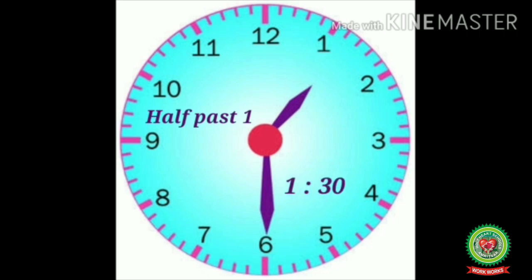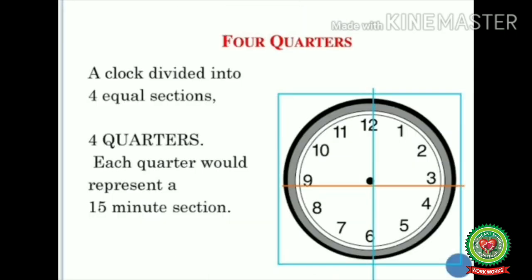1:30. Children, now let us start with our today's topic, that is learning about quarter past. There are 4 quarters in a clock. We can say that a clock is divided into 4 equal parts, and each part is known as 1 quarter. That means there are 4 quarters in a clock. And children, each quarter is of 15 minutes.